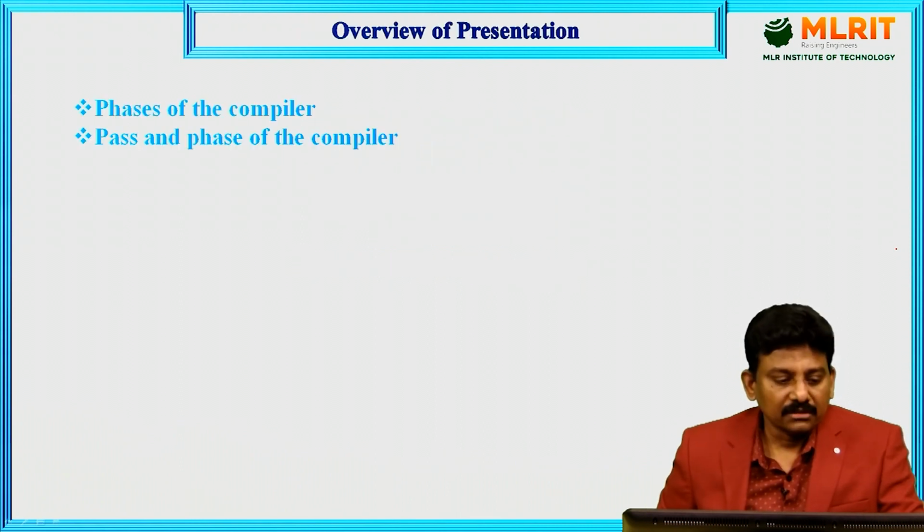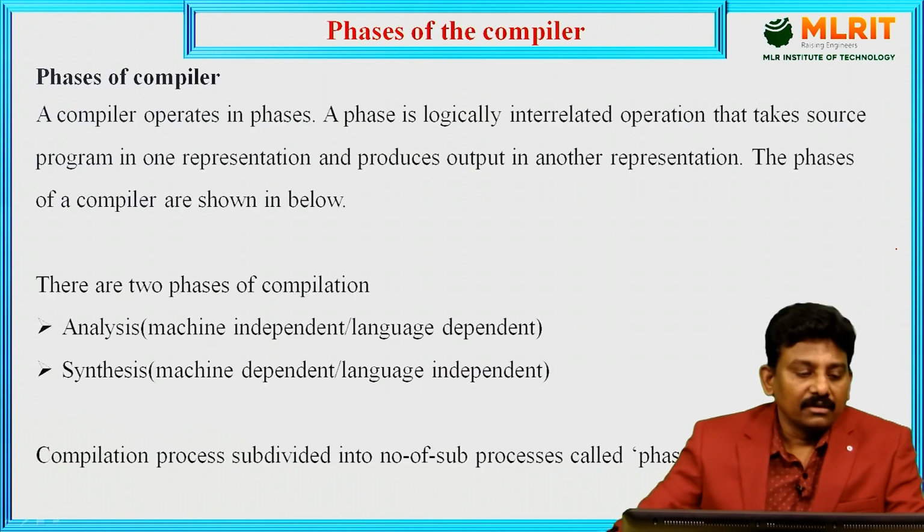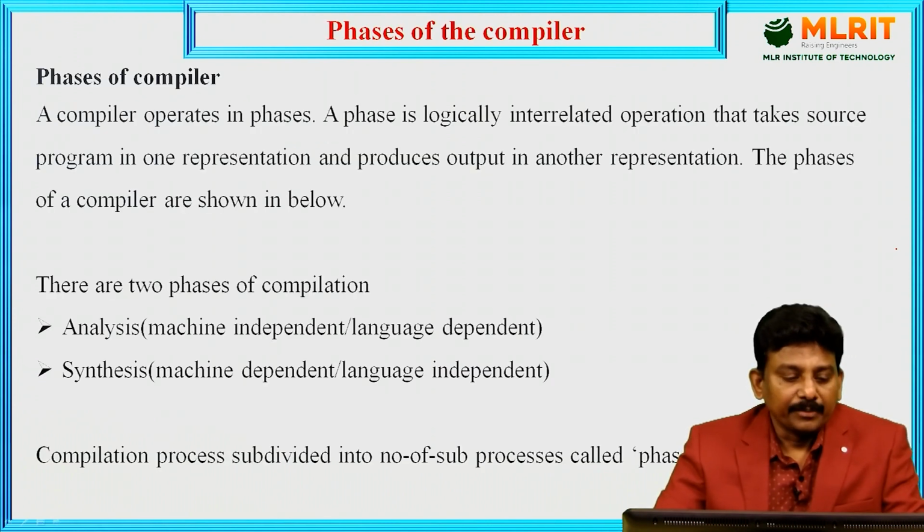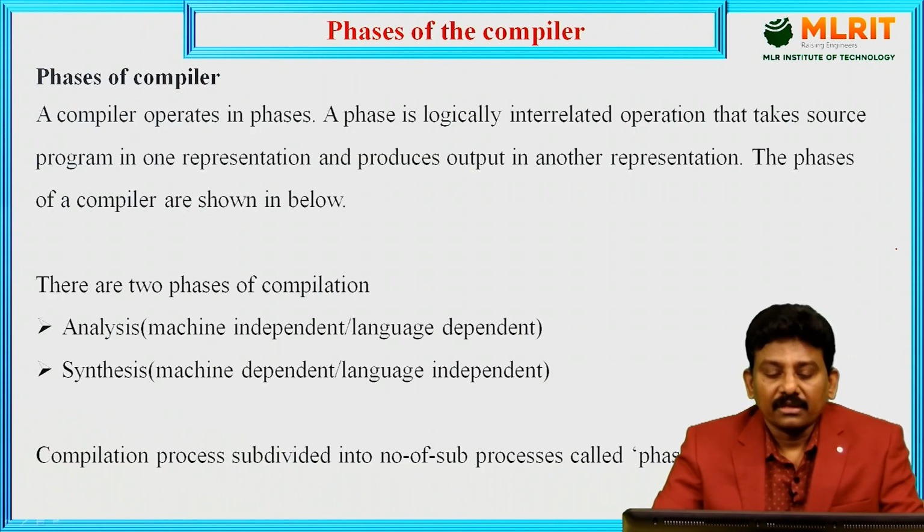Today's topic is phases of the compiler, and pass and phase of the compiler. Phases of the compiler. A compiler operates in phases. A phase is a logically interrelated operation that takes source program in one representation and produces output in another representation. The phases of a compiler are shown in the figure below.